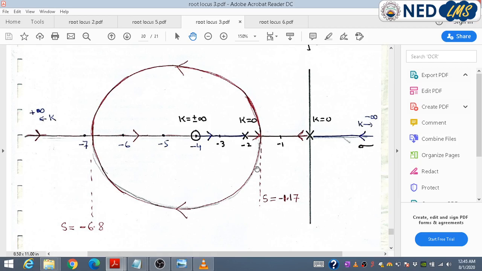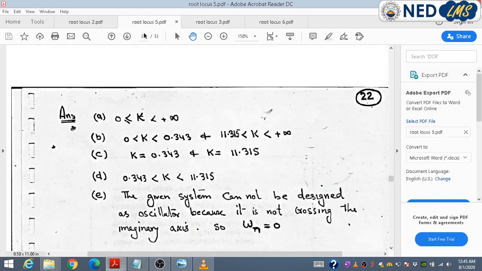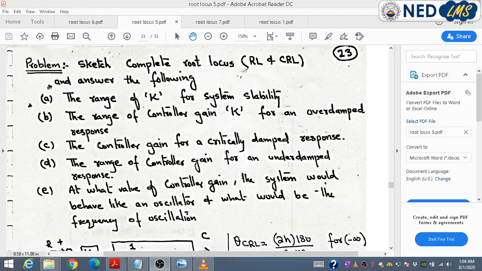So in the stability range the root locus is not crossing the imaginary axis, therefore this system cannot be designed as an oscillator and there is no frequency of oscillation. Therefore here the answer is that the given system cannot be designed as an oscillator because it is not crossing the imaginary axis, and here omega n is 0. Okay, now let's move to another problem with respect to the root locus.